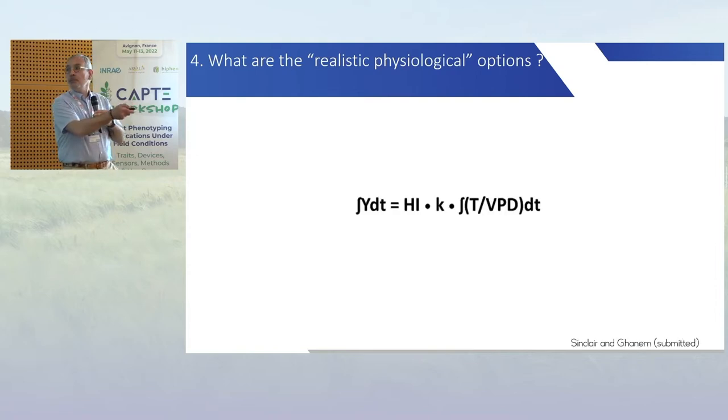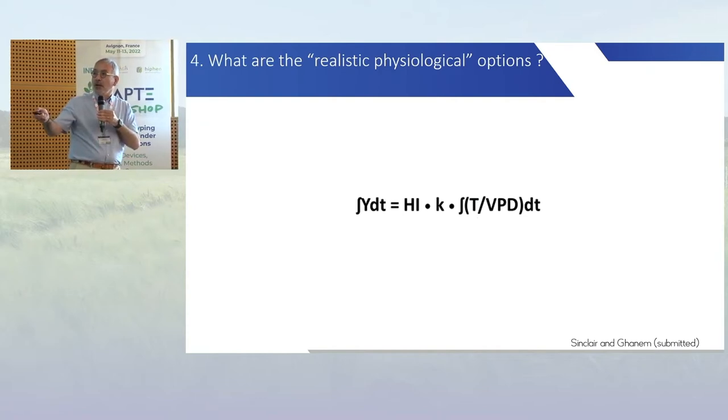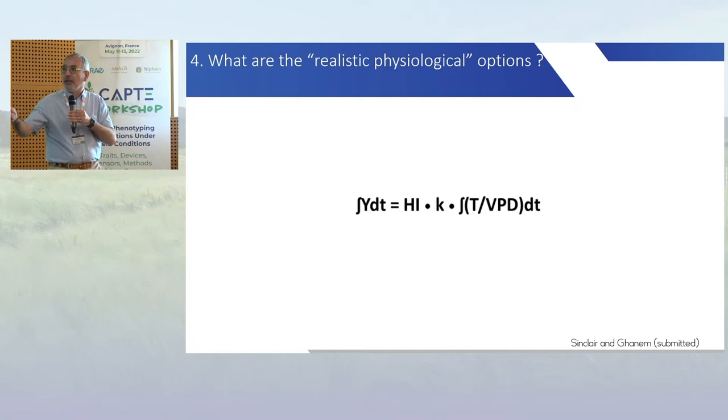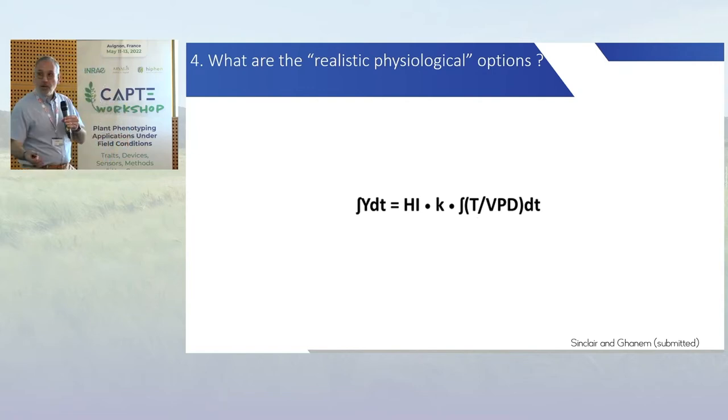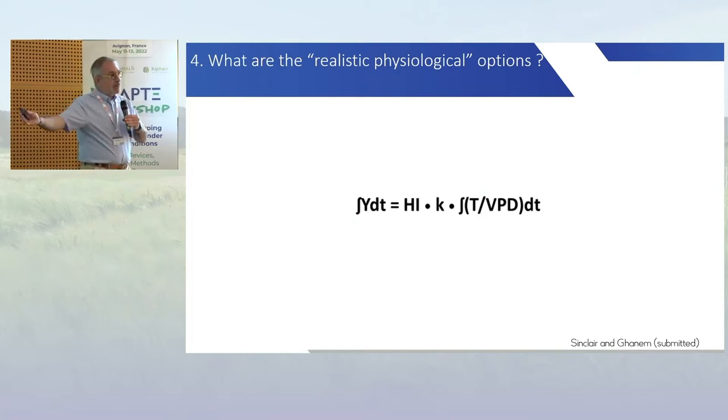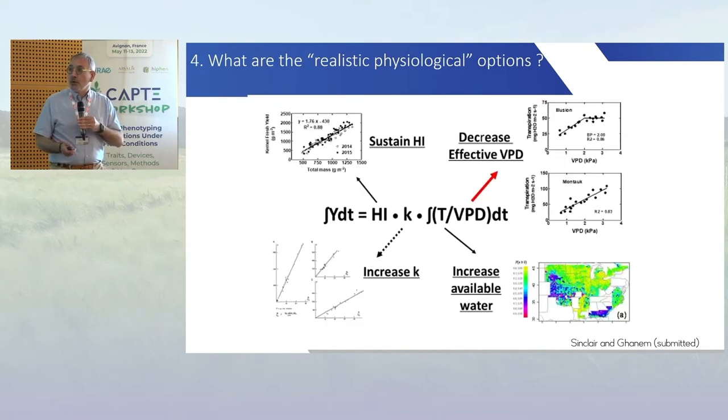So that's the equation again. It takes into account harvest index, the coefficient K, the transpiration, the VPD, of course, as a function of time. So if you act on each of these variables, the harvest index, K, T, and VPD, you might have an improvement of yield at the end. And I will discuss later on how likely each one of these parameters is to bring any kind of improvement when it comes to drought.